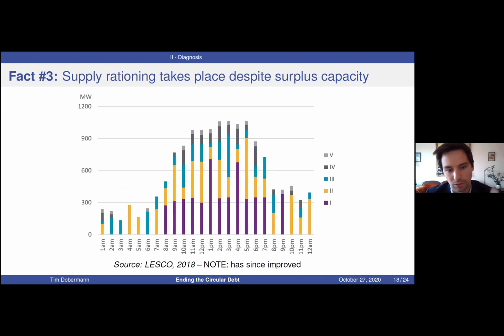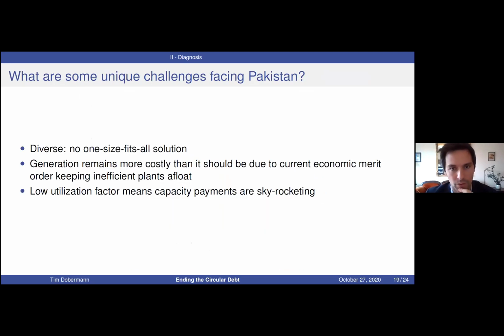Now, this is old data, so this is again all publicly available. This is just an illustration that load shedding takes place. So this is LESCO in 2018, and I should note quite upfront that the situation has improved since then. But you can see that load shedding still takes place across a number of feeders and across different points in the day.